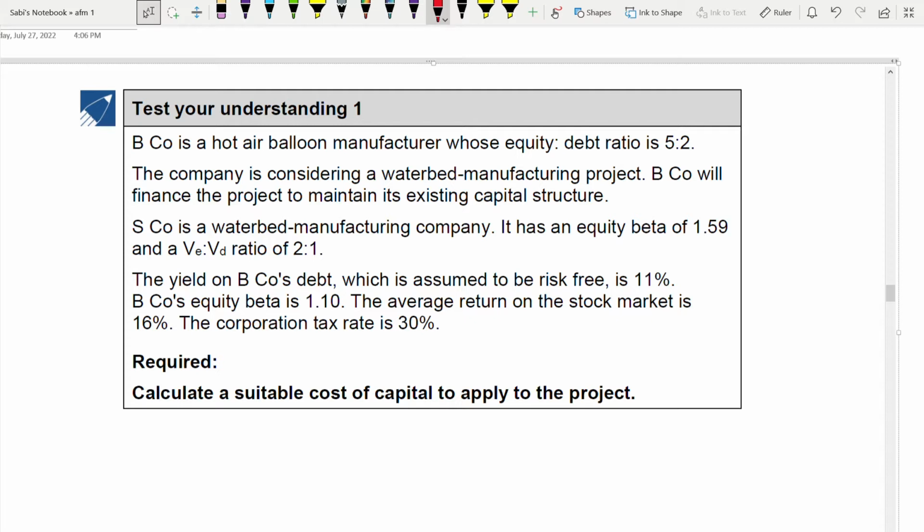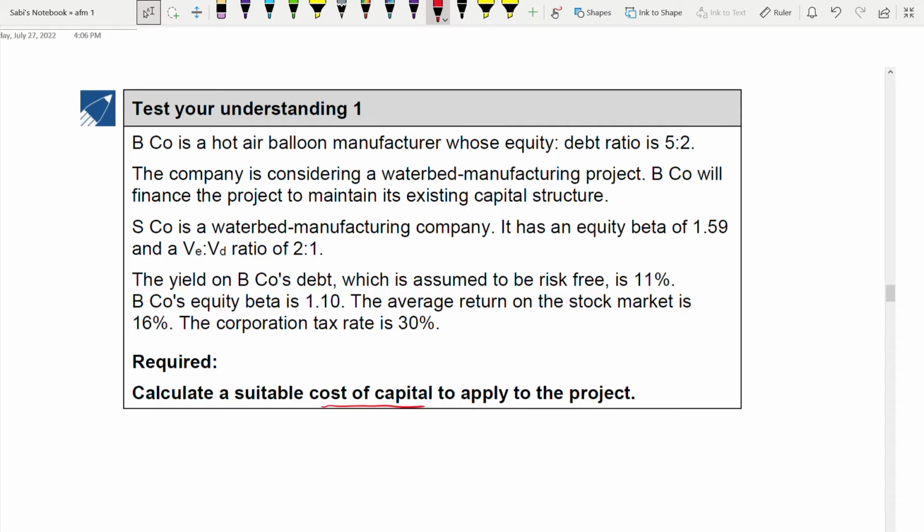So now, in this, you are supposed to find a suitable cost of capital to apply to the project. In your main exam in AFM, this is how things will be. They will give you all the things. You just have to use the formula. You should know the 6 steps and just do it. This is one of the easiest. If you're asked to find WACC, it's one of the easiest.